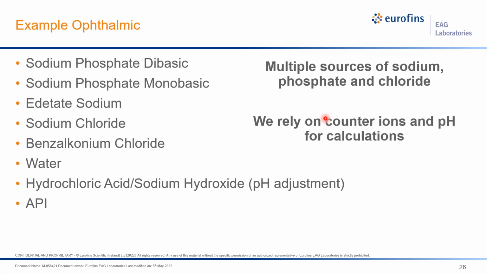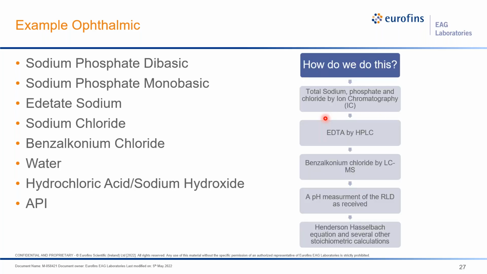So how do we go about this approach? Well, like I said, everything seems to have a counter ion. Well, the good news is not everything actually does. There are things in here that are unique that we can start to, by process of elimination, get to our answer. So how do we get to that answer? Well, the answer is total sodium, total phosphate, total chloride. It's going to come from all sorts of sources, but we're going to get a total number.